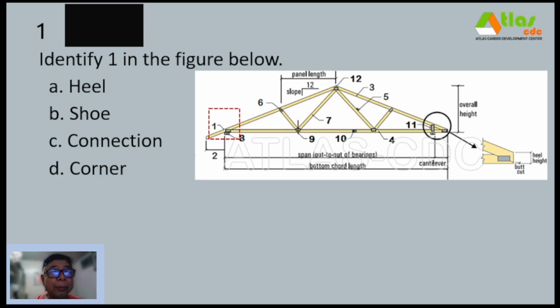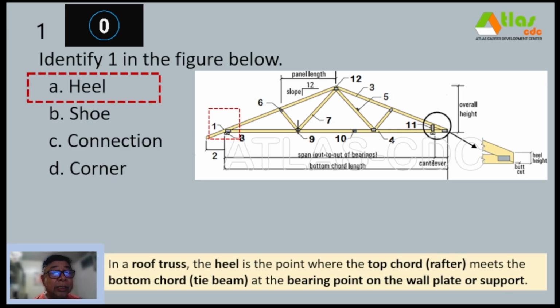So number 1, identify one in the figure below. A, heel. B, shoe. C, connection. And D, corner. And our correct answer is letter A, heel. So in a roof truss, the heel is the point where the top cord or rafter meets the bottom cord.